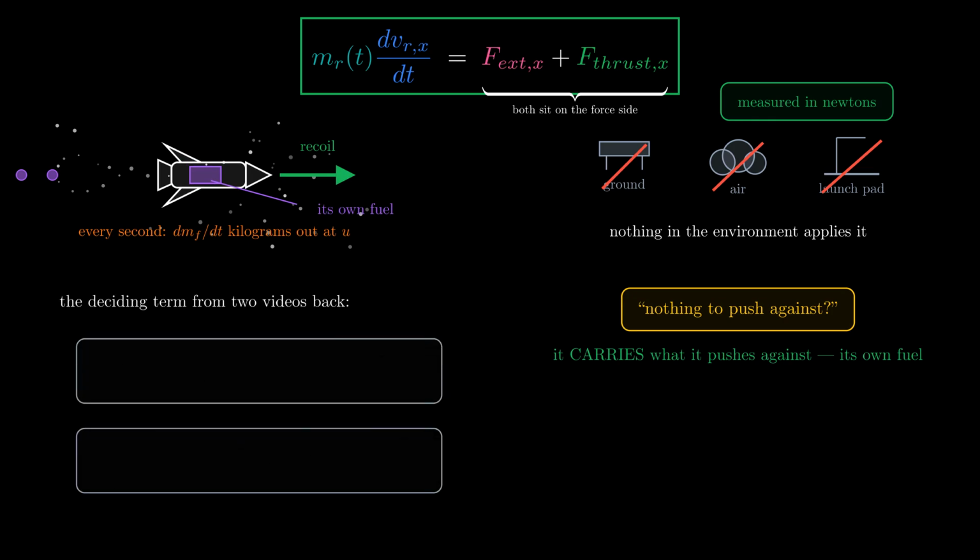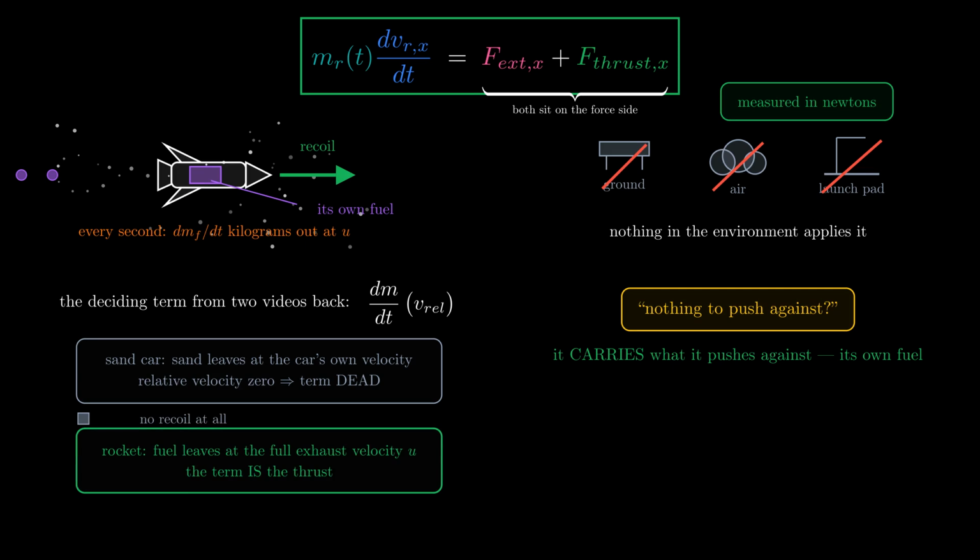And the deciding term from two videos back, mass rate times relative velocity, has kept every promise. For the leaking sand, the sand left at the car's own velocity, relative velocity 0, term dead, no recoil. For the rocket, the fuel leaves at the full exhaust velocity, engineered to be enormous. The term is the whole story.